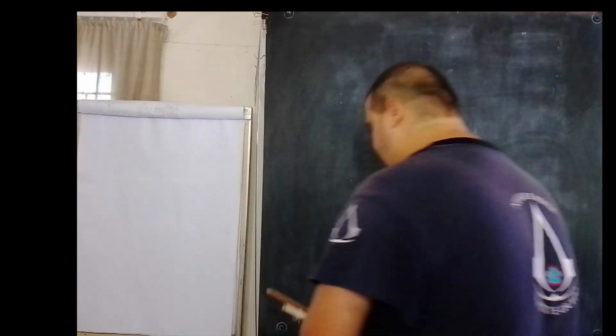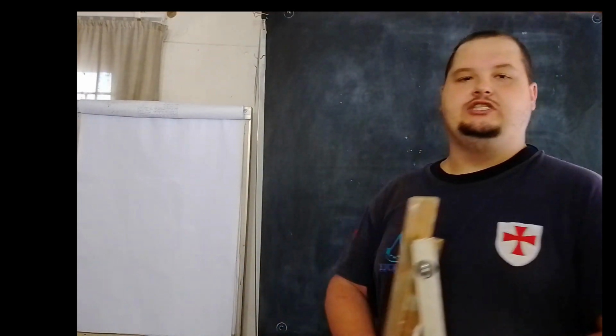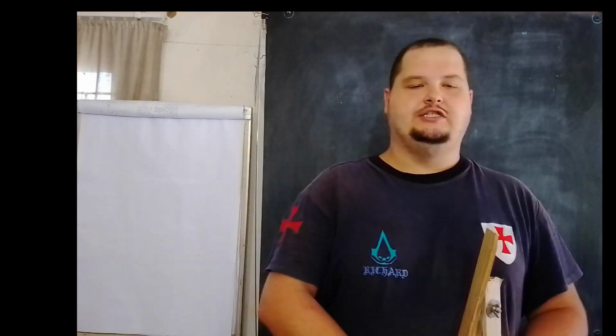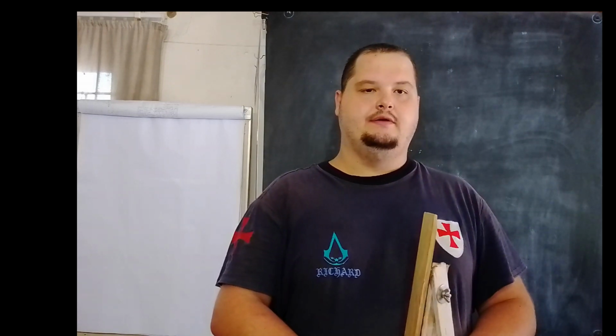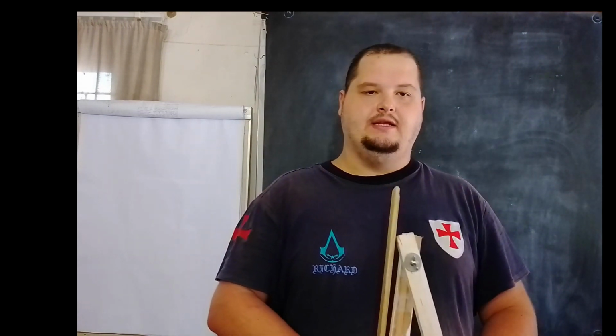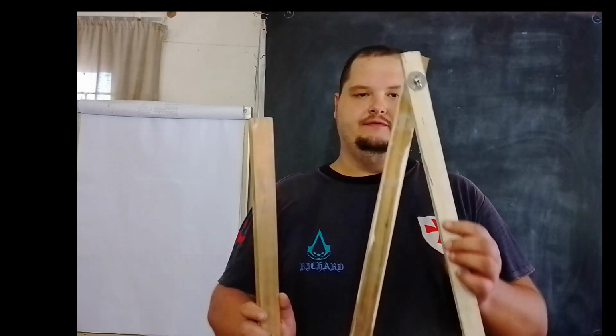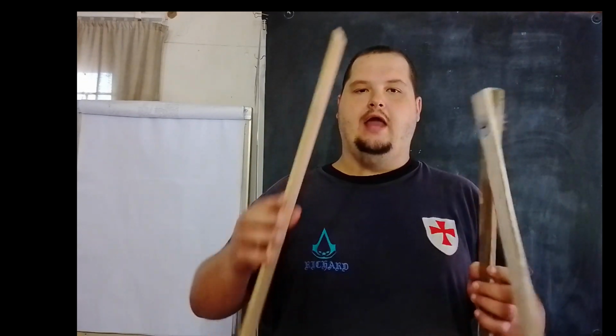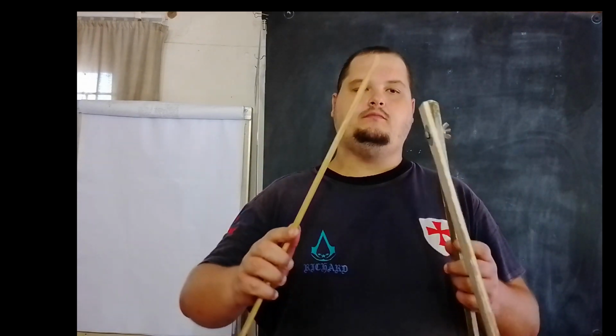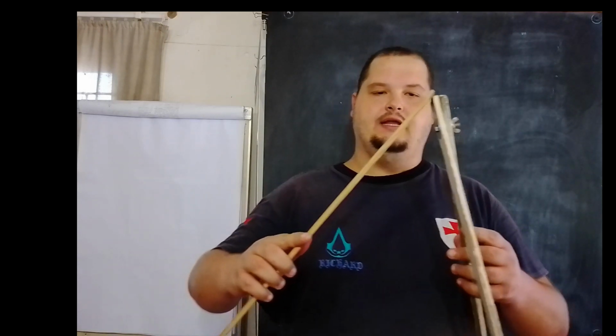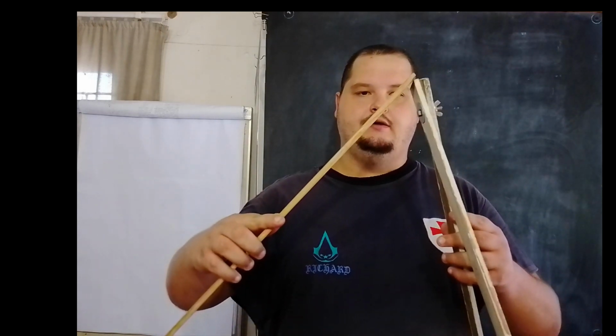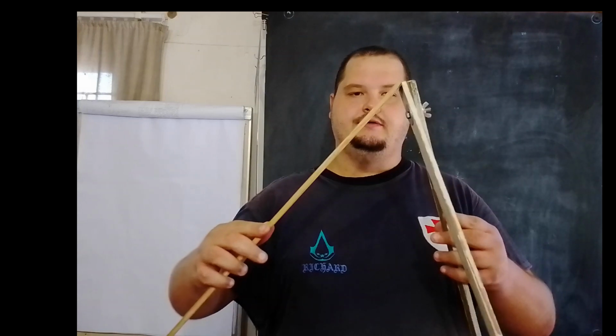Okay, first off, what is a shear leg? A shear leg is a type of crane. Now it looks something like this. You have your shear legs and you have a backstay. Now it's connected like this. The backstay is on a track and the shear legs are anchored.